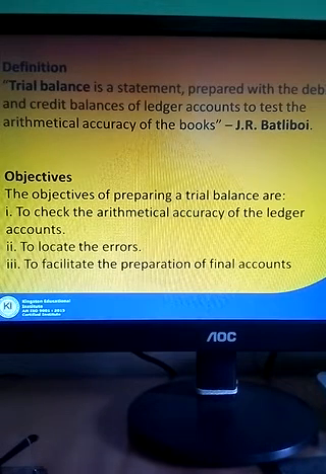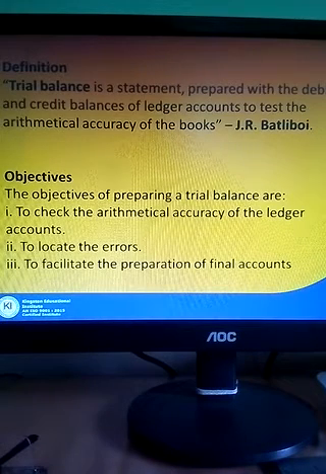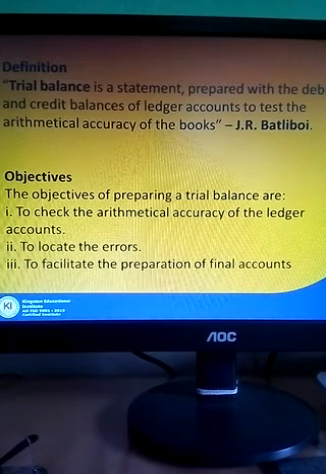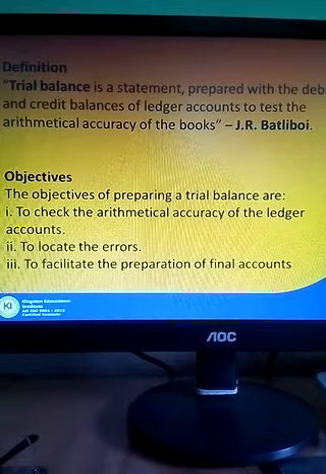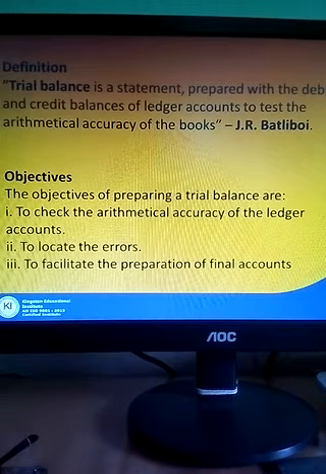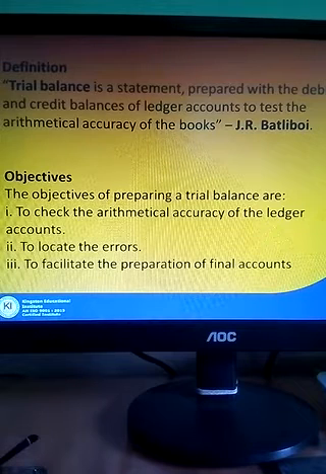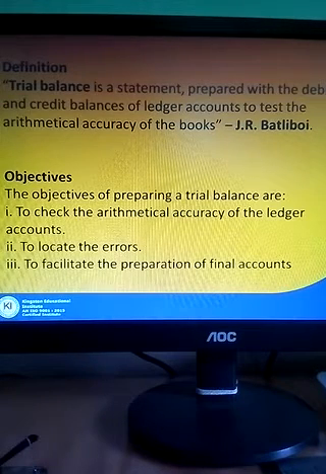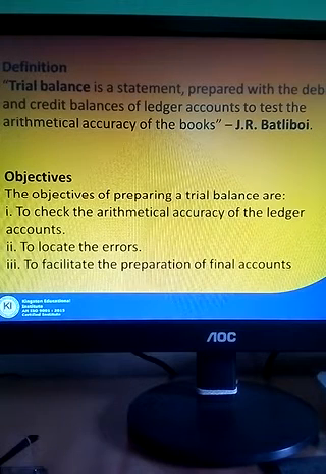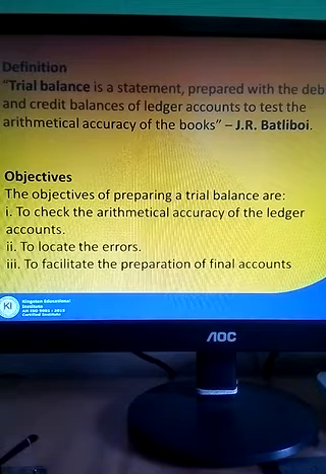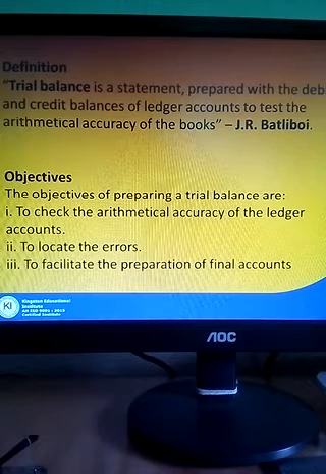In that trial balance there will be a format. In that format we are going to write down the debit balances and the credit balances. At the end, the amount of all the debit balances should be equal to the amount of credit balances. We know that for each and every debit there must be an equal credit. So at the end of the period, the amount of all the debit balances should be equal to the amount of all the credit balances.